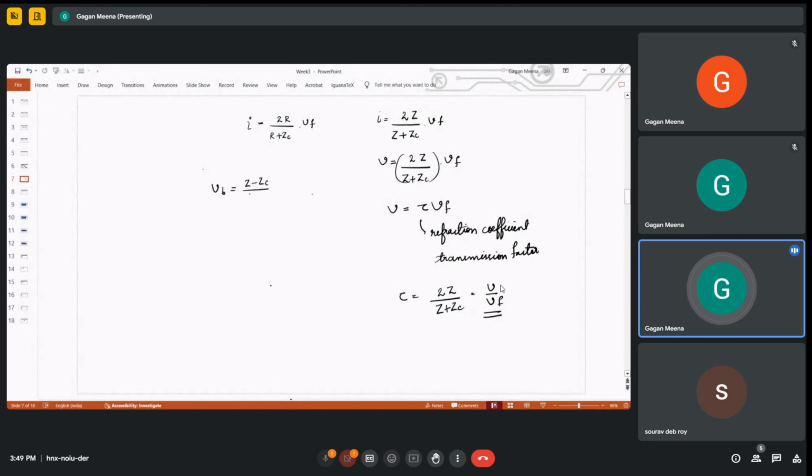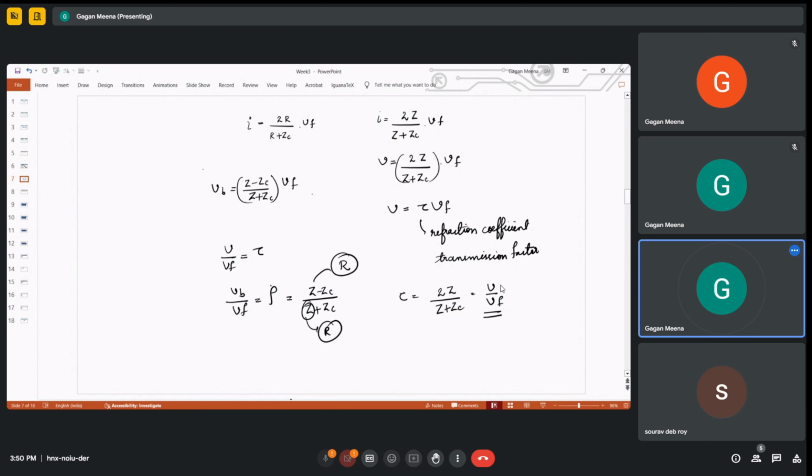Similarly, we have VB also. VB is equal to (Z minus ZC) upon (Z plus ZC) into VF. So a part of the forward wave was transmitted, but a part of it was also reflected back. The ratio V by VF is transmitted, given by tau. But VB by VF is reflected, given by rho, and this is equal to Z minus ZC divided by Z plus ZC. If it is represented by resistance, then instead of Z, it is R.